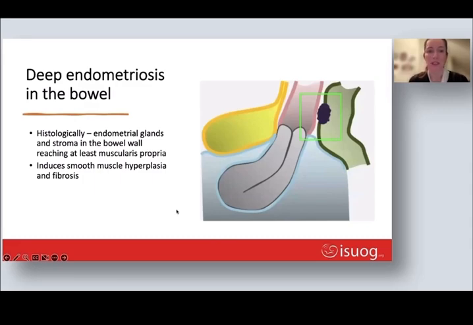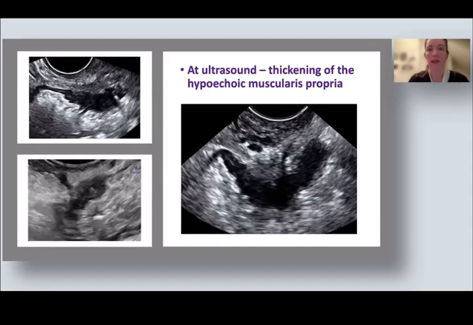Deep endometriosis histologically consists of endometrial glands and stroma in the bowel wall that reaches at least the muscularis propria level. And endometrial glands induce smooth muscle hyperplasia and lead to fibrosis. Here you can see a typical appearance of bowel endometriosis with a thickened hypoechoic muscularis propria in the anterior bowel wall.